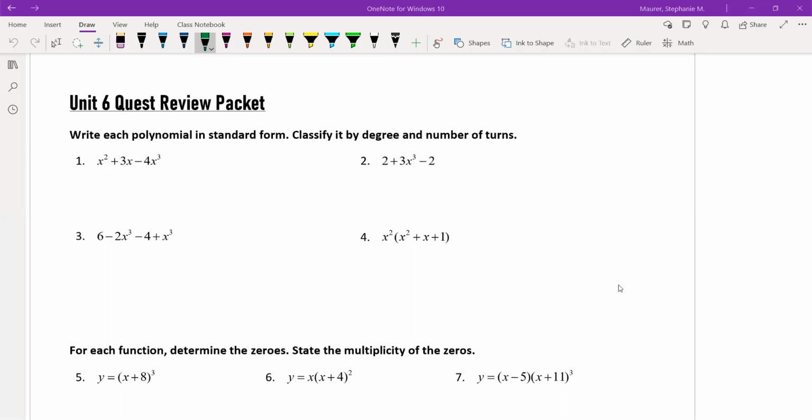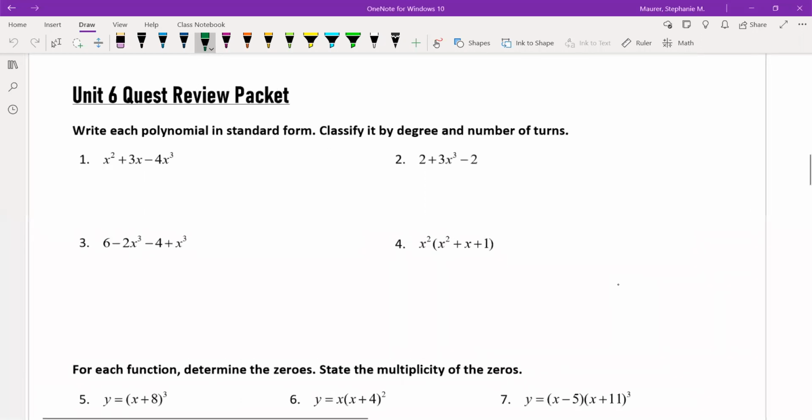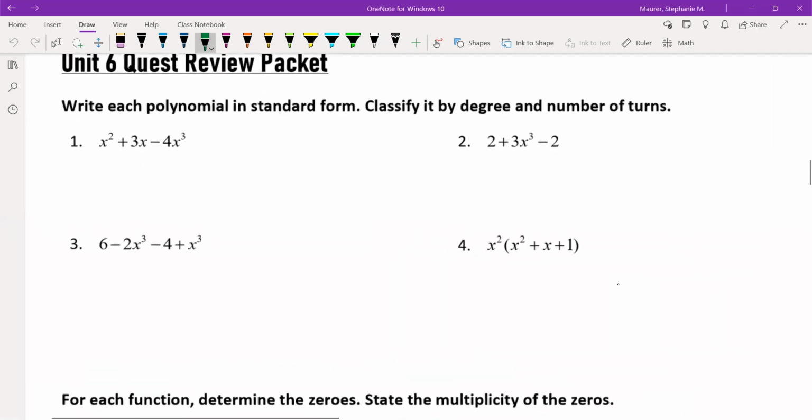I'm going to be working on Unit 6. This is called a quest because this is actually part 2 of Unit 6, but this is going to be the Unit 6 review video, again, part 2, that focuses primarily on polynomials and all the different things that we learned about polynomials.